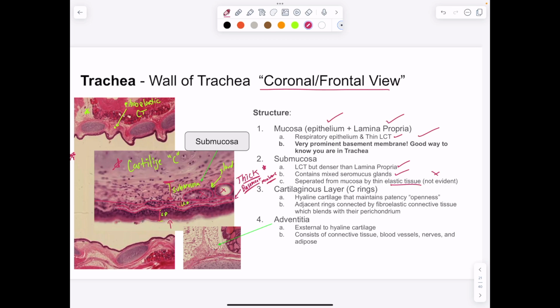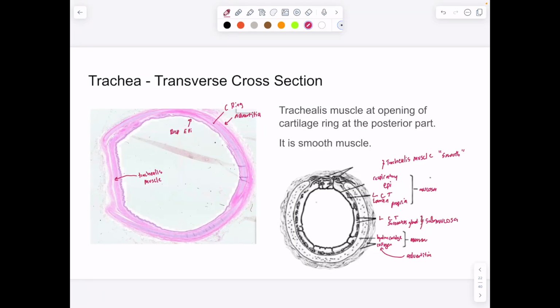We have our cartilage layer here, which you can see. The C rings, they're hyaline cartilage, which we know is type 2 collagen, and they maintain the openness. In between the adjacent rings, so here's one ring, here's another ring, they're separated by fibroelastic connective tissue, blending with the perichondrium. So in this region, you have fibroelastic connective tissue, and then here we have the thyroid gland right there, and then we have our adventitia up here, external to the hyaline cartilage, with connective tissue, blood vessels, nerves, adipose.